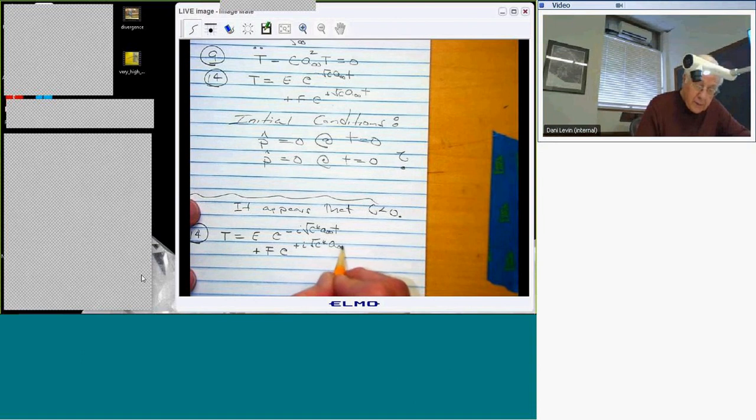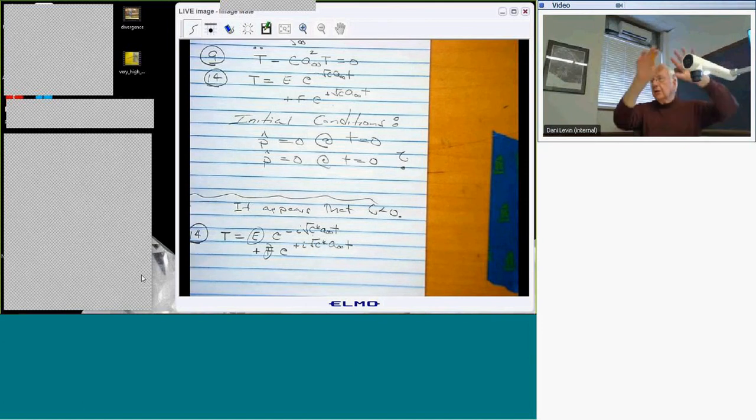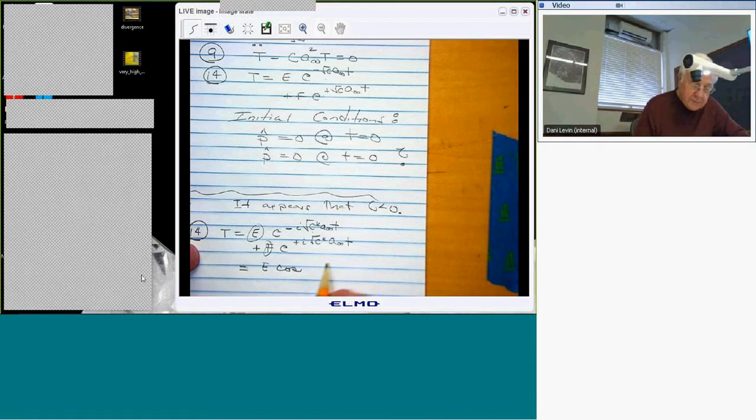But since these are arbitrary constants, which I have yet to determine, and I know that a complex exponential is just a cosine plus an I sine, right? I can also write this, and I'm still going to use E and F because I only have so many symbols, and they're arbitrary constants anyway. I'm going to write this as E cosine square root of C star A infinity T plus F sine square root of C star A infinity T. Right? So I can do that.